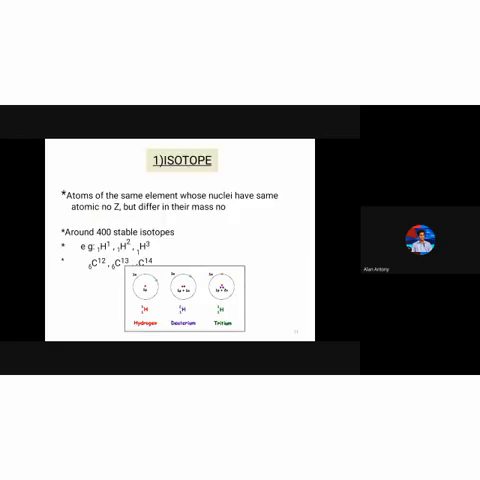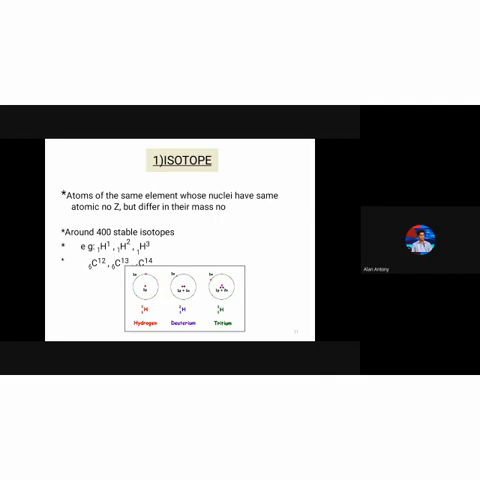Next is the classification of the nucleus. Before getting into it, let's recall some things which we have already learned. A nucleus species is represented by the notation ^A_Z X, where Z is the atomic number, which is equal to the number of protons, which is the same as the number of electrons, and A is the mass number, which is equal to the total number of protons and neutrons.